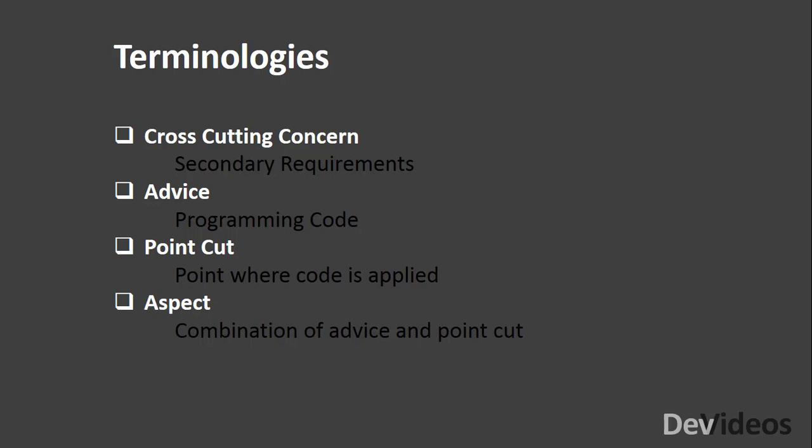Let's move to the second one. Advice. So advice is simply the code that we apply in our classes. In our example, it is that log code that we want to utilize when a thread enters or exits the method. Third one is the point cut. It is the point of execution where the cross-cutting concern need to be applied. In our example, point cut is reached when a thread enters or exits a method.